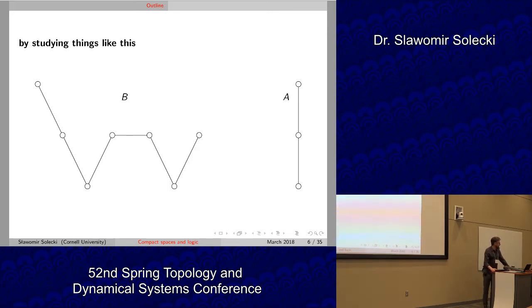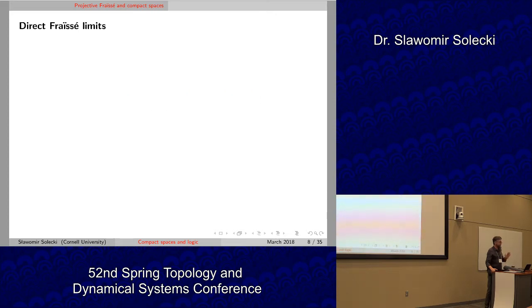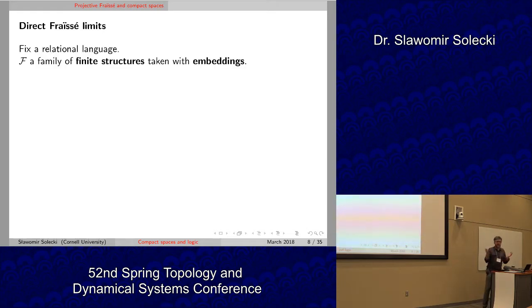Okay. So what is this method? Let me talk first about the direct Fraisse method. This is a method coming from Fraisse from the 50s. What I have is a countable class of finite structures. I say fix a language. This means fix the type of structures that you have. For example, you have graphs, or you have linear orders, or maybe you have groups.